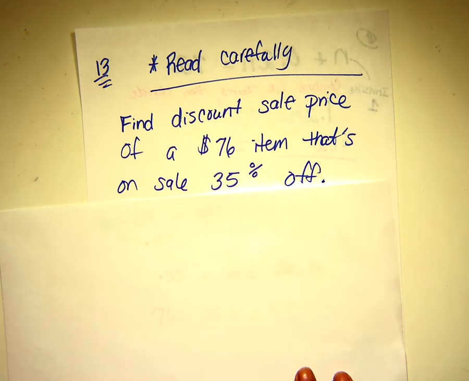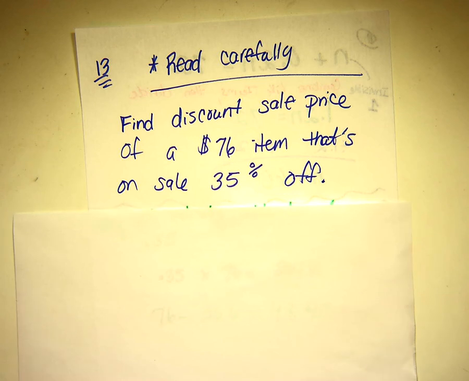Now here goes one. Hopefully you can read my handwriting. This is one of the ones that you asked when we were trying to do our virtual lecture earlier today. So it says, read carefully. Find the discount sale price of a $76 item that's on sale for 35% off. My apologies, I was reading kind of fast.